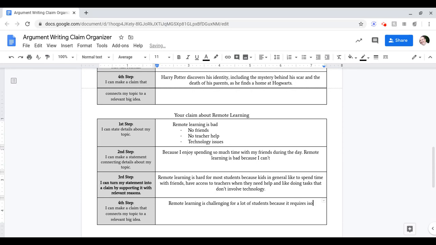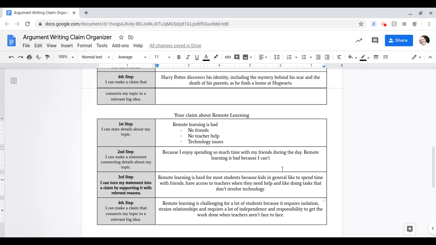because it requires isolation, strains relationships, and requires a lot of independence and responsibility to get the work done when teachers aren't face to face. And I might have to evolve on that as I begin to think about writing that claim paragraph at the beginning.